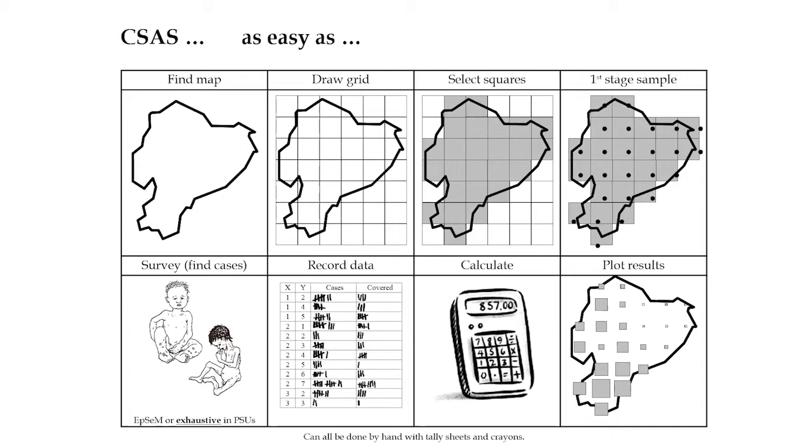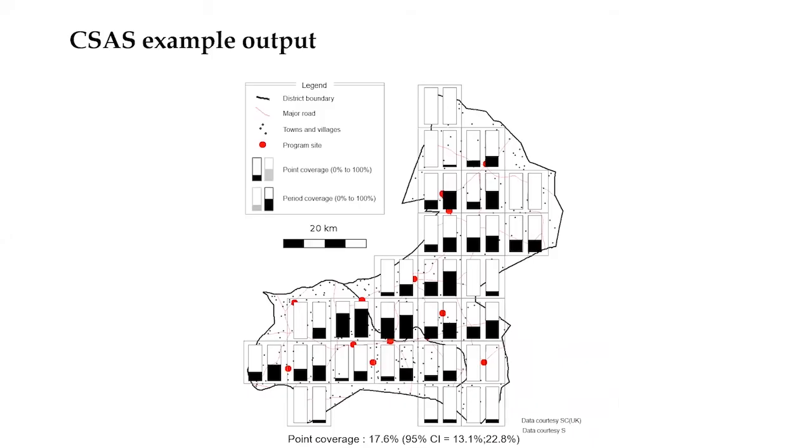Then we do the survey, and we can either do an equal probability selection method in the primary sampling unit, or we could do an exhaustive case finding in the primary sampling unit. In the coverage surveys, we've used active and adaptive case finding because that tends to be a very efficient and very fast exhaustive method. We record the data, we do the calculations, and the calculations are quite simple, and then we plot the results. We can do this by hand with tally sheets and crayons. And so that's about as simple as it gets. And here's an example output.